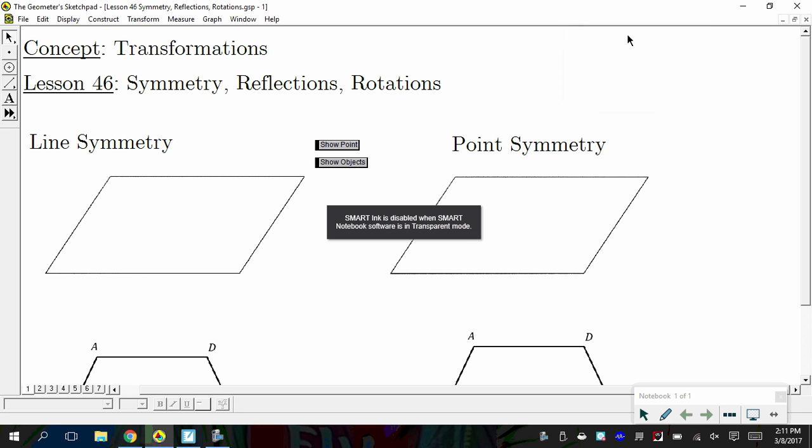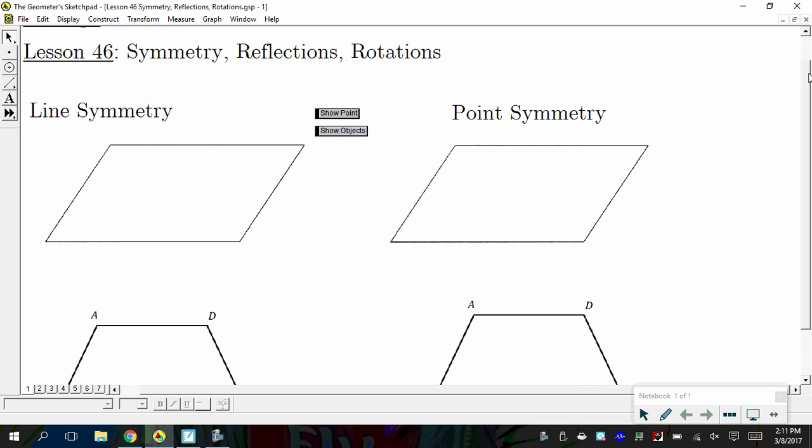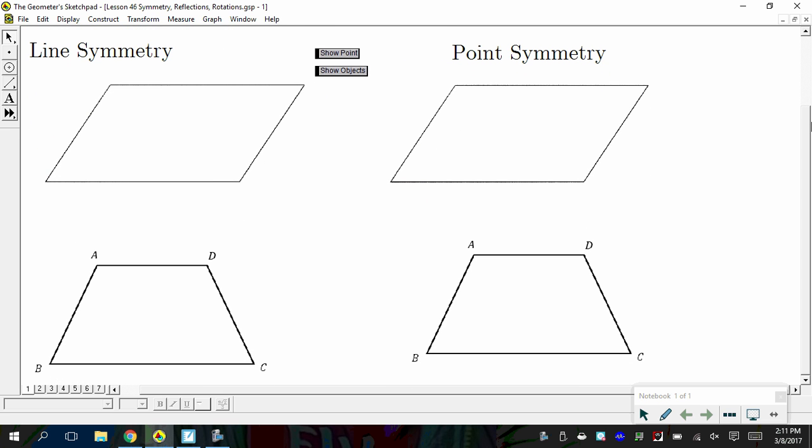Okay, today we're going to change gears and talk about some transformations and some symmetry. So two types of symmetry we're going to talk about are line symmetry and point symmetry. Line symmetry occurs when you can draw a line through a shape or an object and fold that object on top of itself.